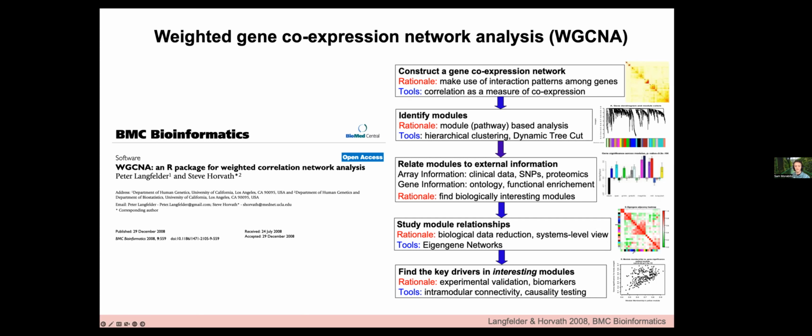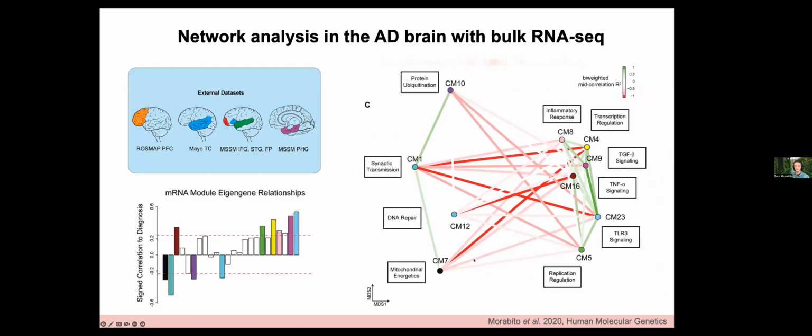So we can prioritize key driver genes in that way. And I have been working with WGCNA since the start of my PhD. This is from a paper we published a couple of years ago where we did network analysis in Alzheimer's brain with bulk RNA-seq. We took all these published bulk RNA-seq data sets from different brain regions, and we wanted to do something called consensus network analysis, where we're constructing a network where the edges are conserved across all of these different brain regions and brain banks.